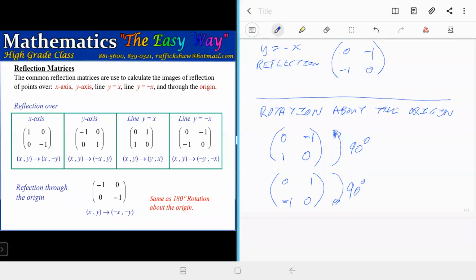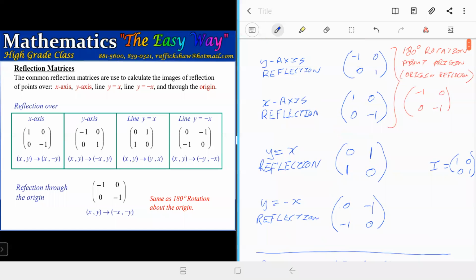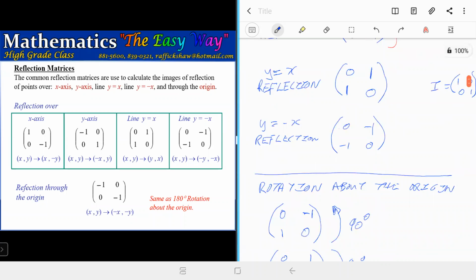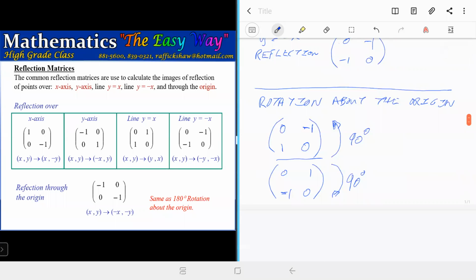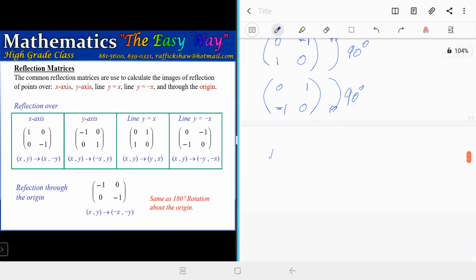I already know the 180. The 180 is this. That's the 180 rotation, which is the same as reflecting in the origin. So that's a 90-degree anti-clockwise, 90-degree clockwise. Easy. And then for size or enlargement, it is K, 0, 0, K. That's enlargement about the origin.